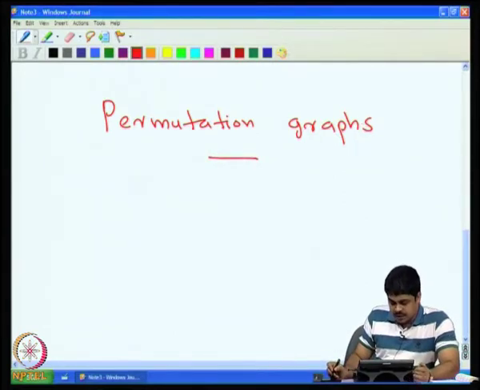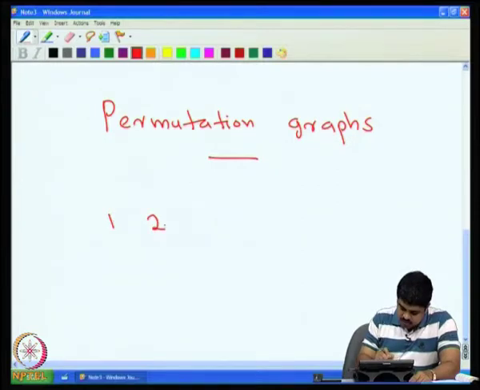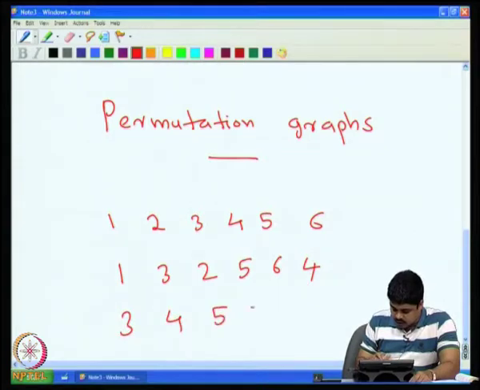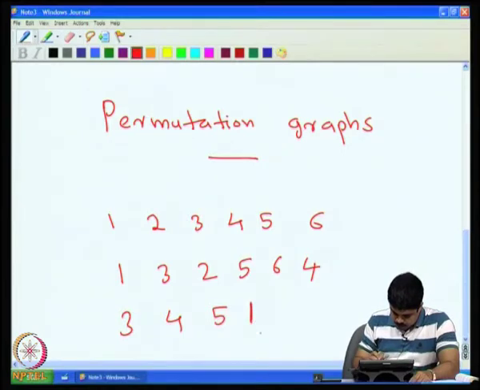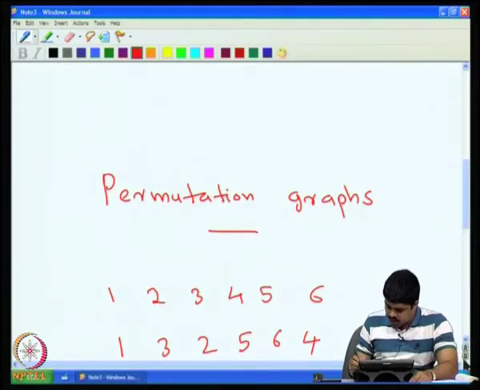What are permutation graphs? Consider a permutation, say 1, 2, 3, 4, 5, 6, this is a permutation, or you can say 1, 3, 2, 5, 6, 4, it is another permutation, or 3, 4, 5, 1, 2 and 6, this is another permutation. Now, corresponding to each of these permutations, we can introduce a graph like this.